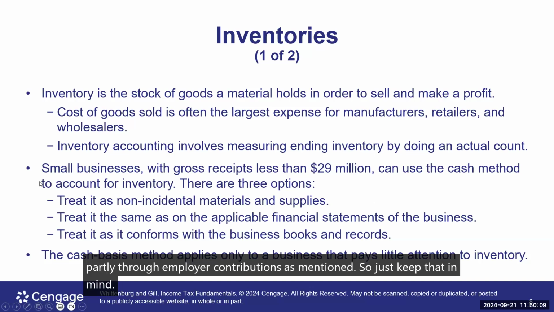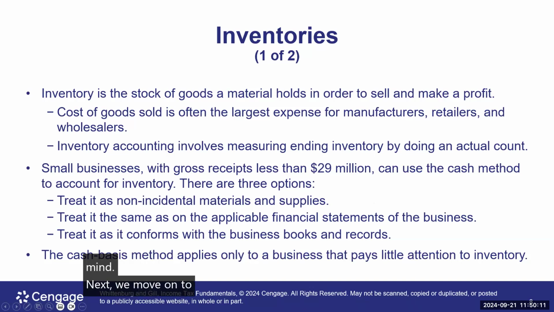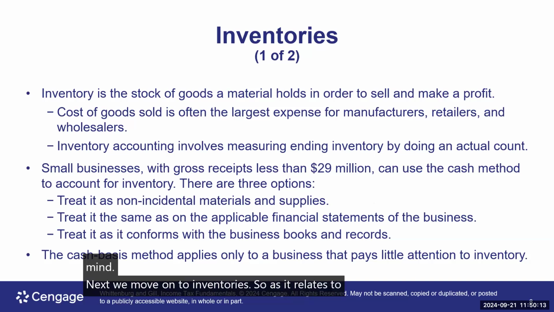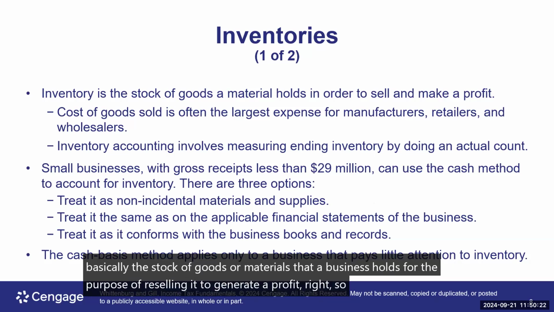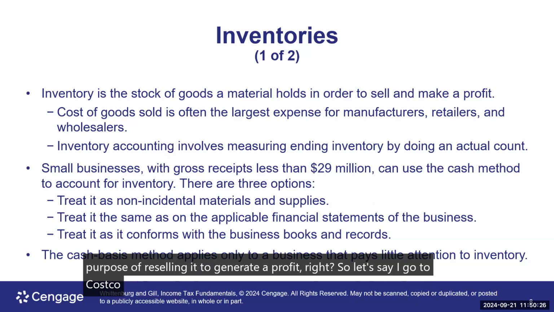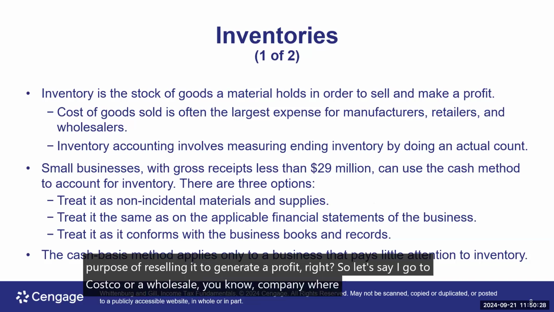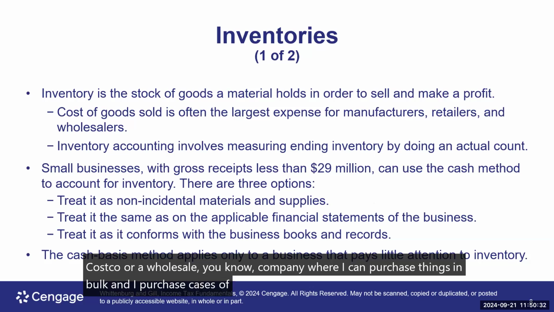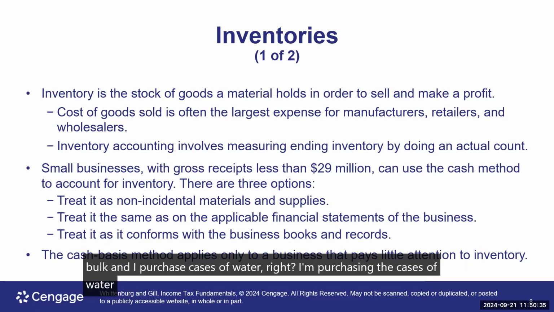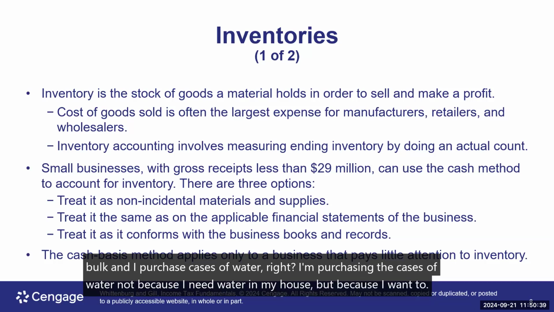Next, we move on to inventories. As it relates to inventory, inventory is basically the stock of goods or materials that a business holds for the purpose of reselling it to generate a profit. So let's say I go to Costco or a wholesale company where I can purchase things in bulk, and I purchase cases of water. I'm purchasing the cases of water not because I need water in my house, but because I want to resell the bottles of water for profit.